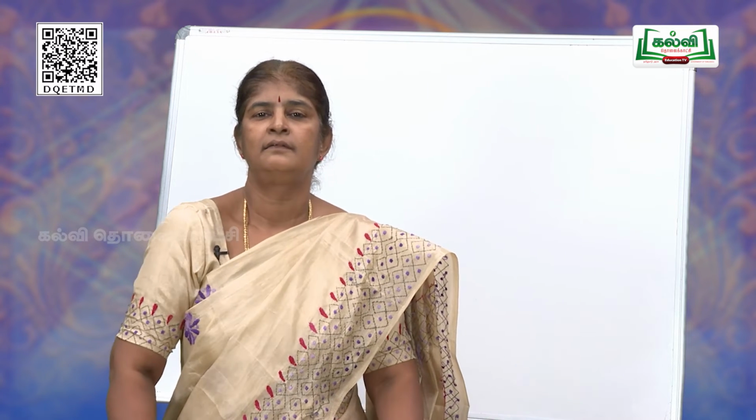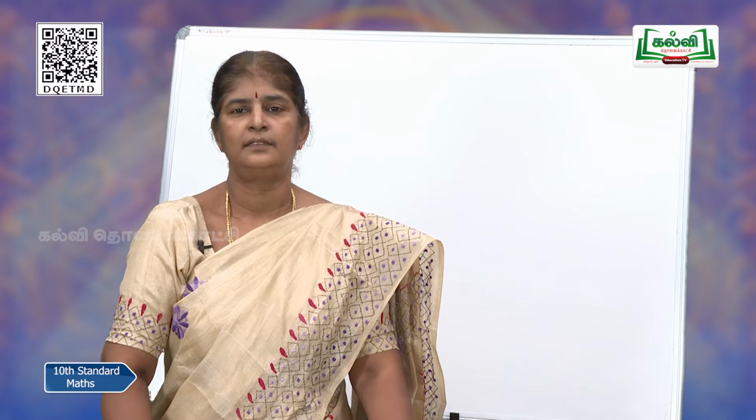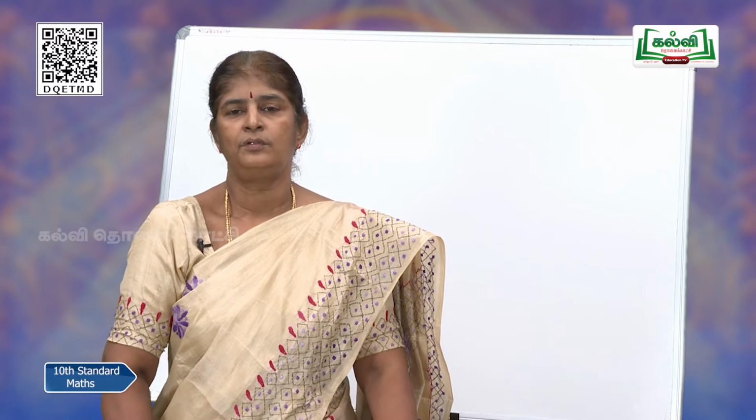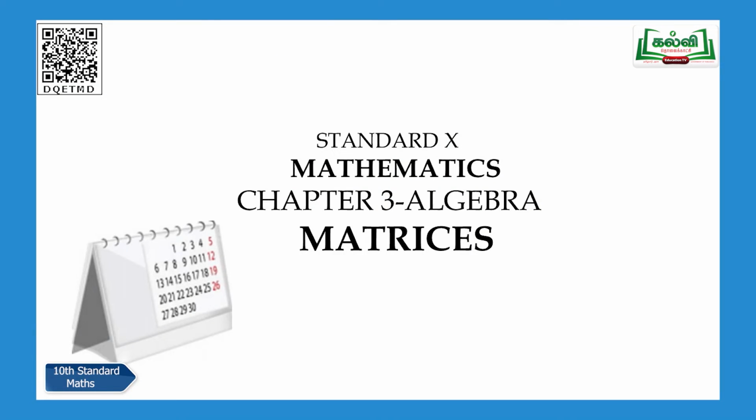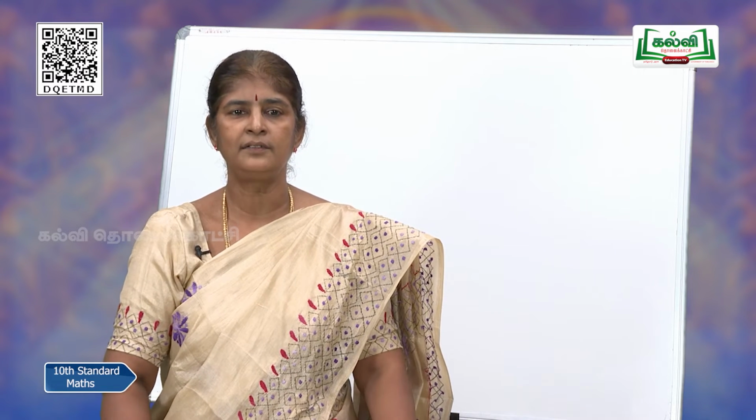Hi children, I am going to introduce matrices from the chapter Algebra. So, we all should know what we mean by a matrix. In front of you we have a calendar. Why is the calendar on the screen? You should see the numbers on the calendar, from 1 to 30. The numbers are arranged in rows and columns.